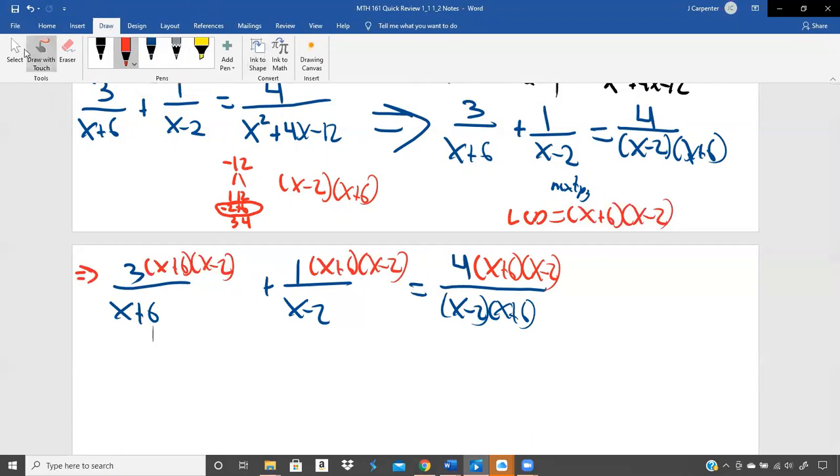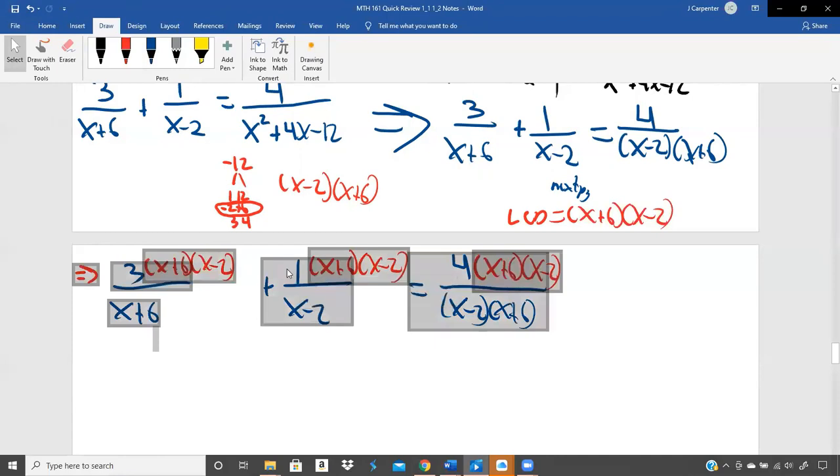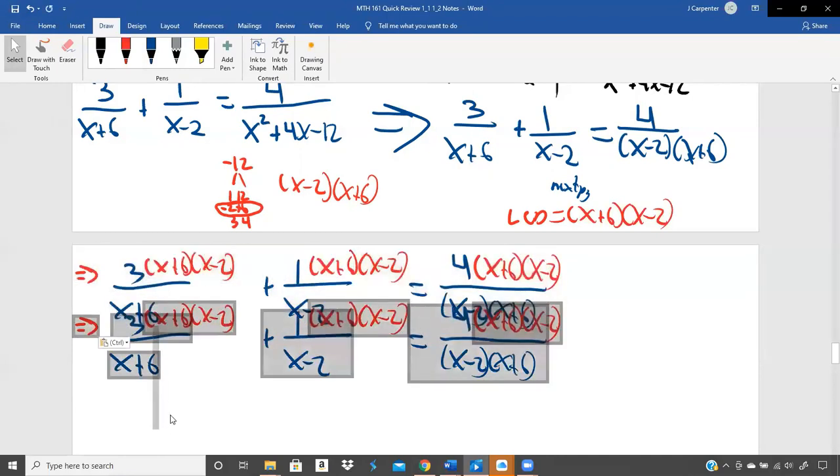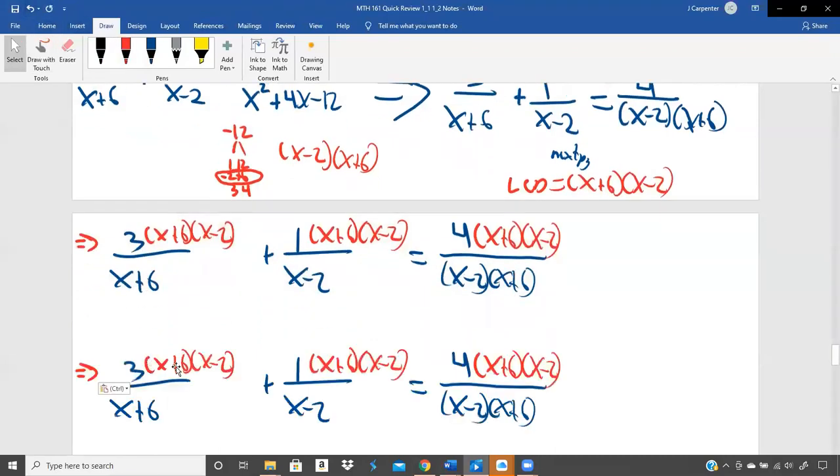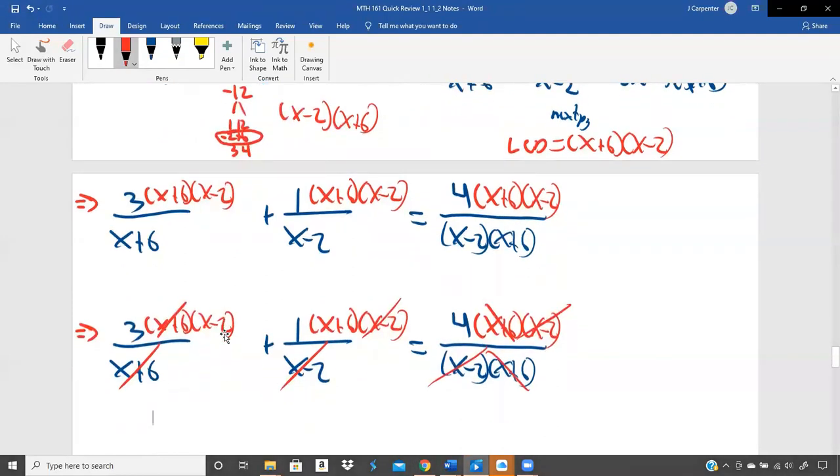Can I just quickly copy paste this? Let me see. Wonderful. Well, that didn't work perfectly. There we go. So here's what's going to cancel. You got an x plus 6, top and bottom, gone. You got an x minus 2, top and bottom, gone. Then in this fraction, you got the x plus 6's, and you have the x minus 2's, so they're all gone. I'll give you a second to catch up there, because I quickly copy-pasted something, and you have to write it.